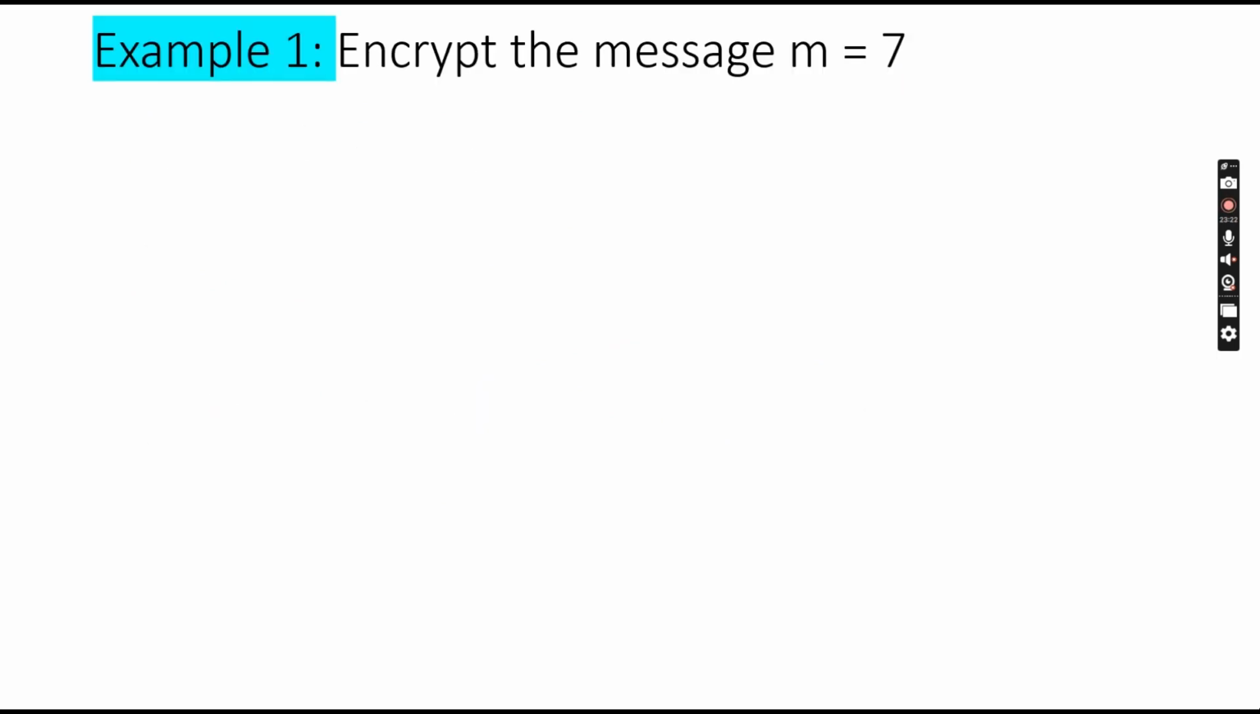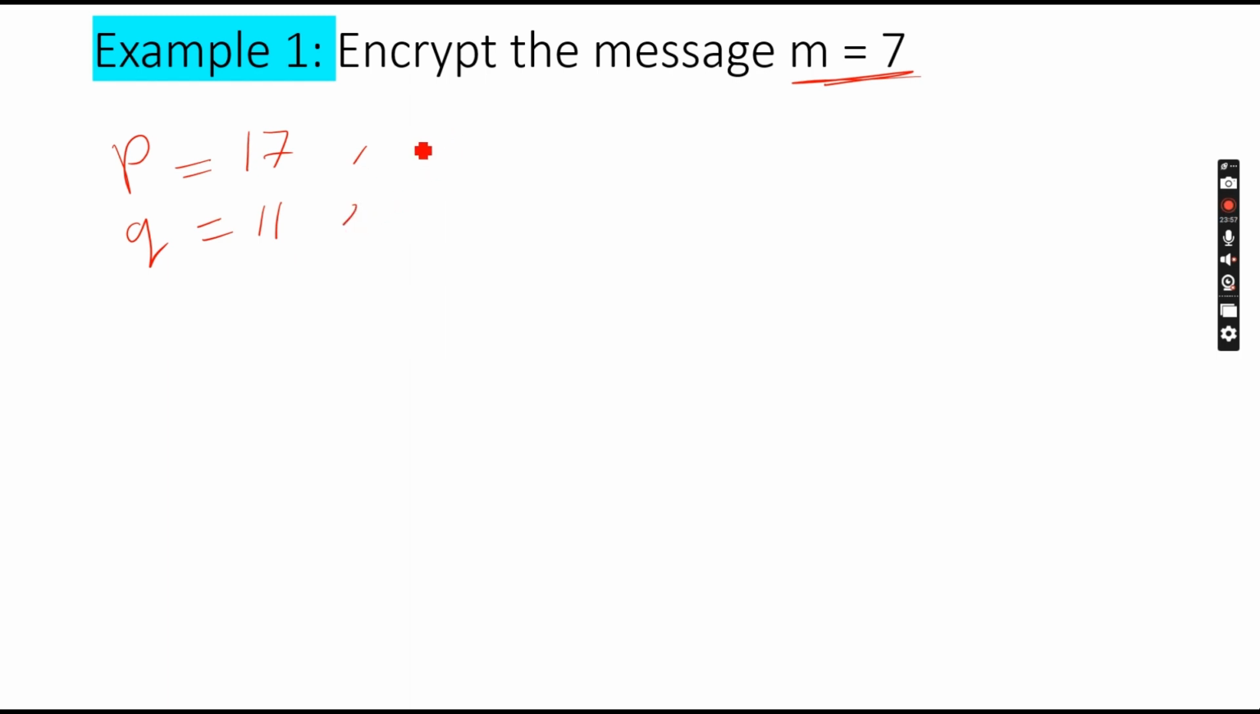Now example 1, let's make an example. So example 1 says, I have a message, and my message is m equal to 7. So I want to encrypt this message, and I want to decrypt this message again. So let's follow the steps. So the first step says that we should select P and Q, correct? Where P and Q are prime numbers. So let's say P is equal to 17, for example, and Q equals 11.